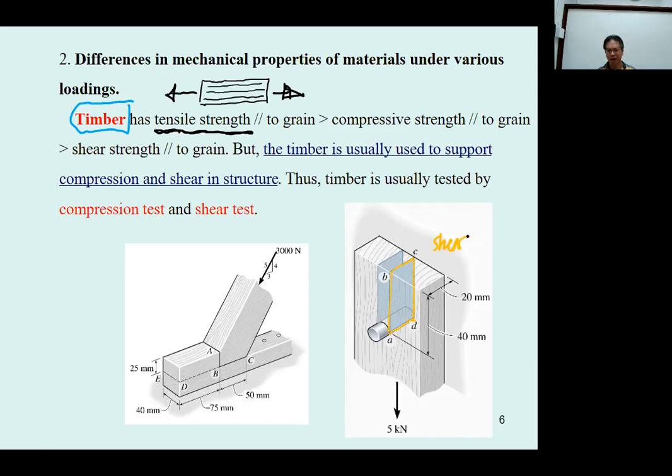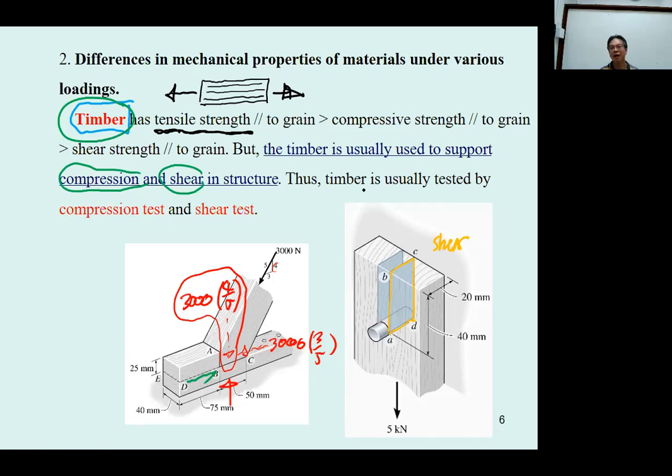Most of the time we use timber in a way that it is subjected to shear. This force can be separated into one component in the vertical direction and another in the horizontal direction: 3,000 for the horizontal one times 3/5, and the vertical is 4/5. One produces compression in this timber, and the other produces shear force in this direction. Most of the time, timber in a structure is subjected to compression and shear. That's why timber is usually tested by compression and shear tests, and you have these kinds of tests in our lab.